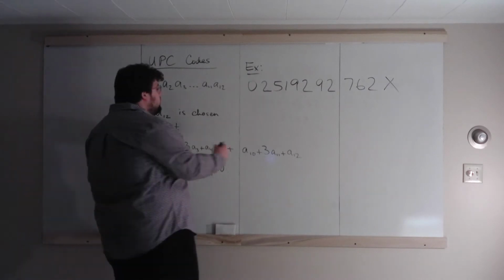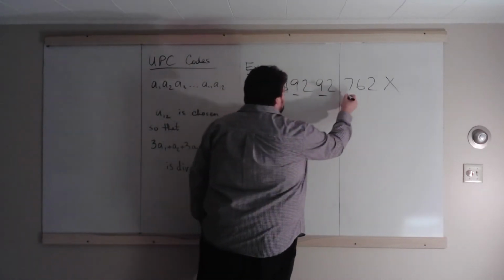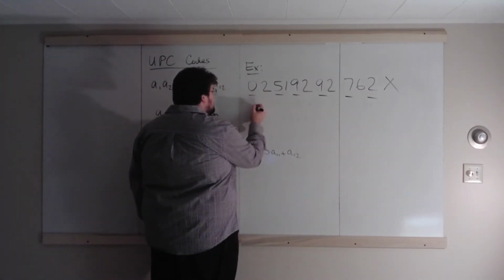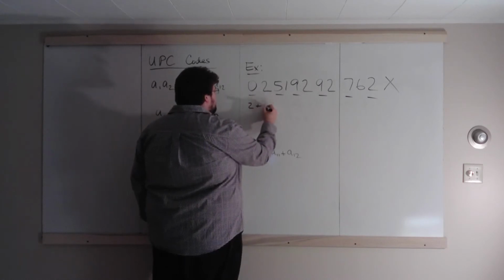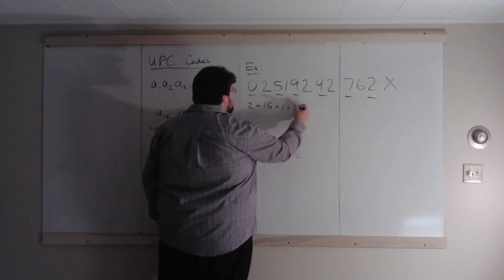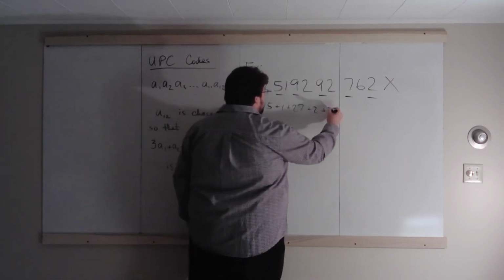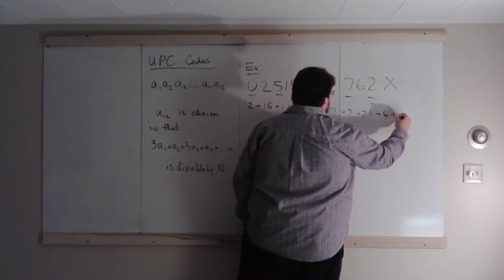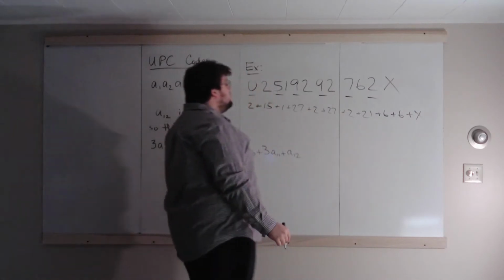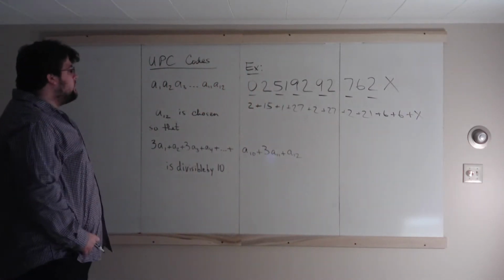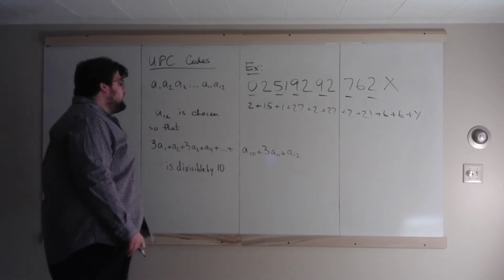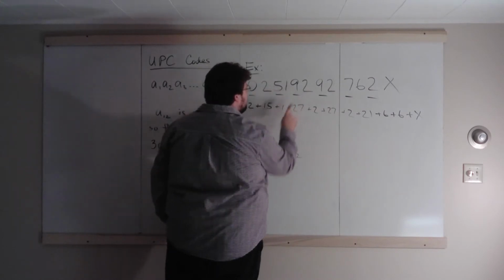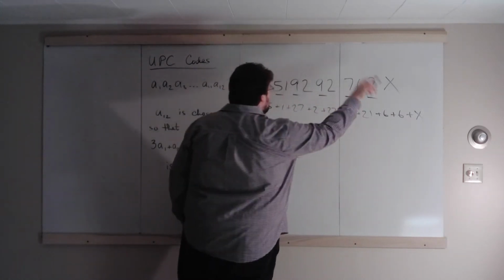Let's find the check digit here. So again, I'm going to underline the ones that get a coefficient of 3. Wow, that's going to be a large number with all those 9's. So 3 of those is 0, plus 1 of those is 2, plus 15, plus 1, plus 27, plus 2, plus 27, plus 2, plus 21, plus 6, plus 6, plus x. So we add all those together. Notice the x will always have a coefficient of 1 in this case, because it's the last digit.